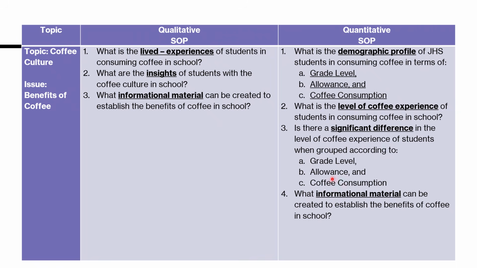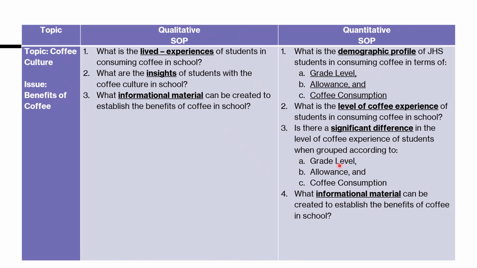Now, what does it say? If you have the level of coffee experience, you compare the grade level: grade 7, grade 8, grade 9, grade 10. Are they the same or are they not the same? That is the meaning of SOP number 3.